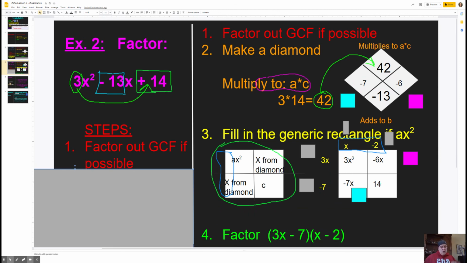And again, you can flip those parentheses around, right? I could write it as x minus 2 and 3x minus 7 as well, just as a heads up with that, okay? All right, click the little raise hand button when you are done with this.